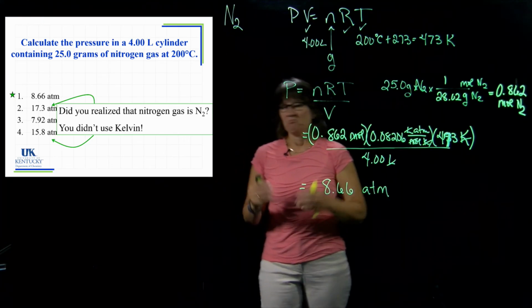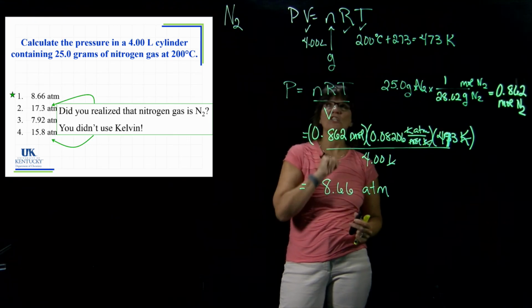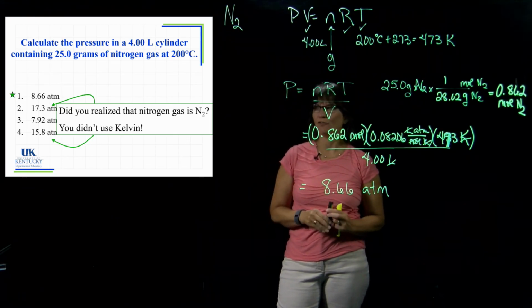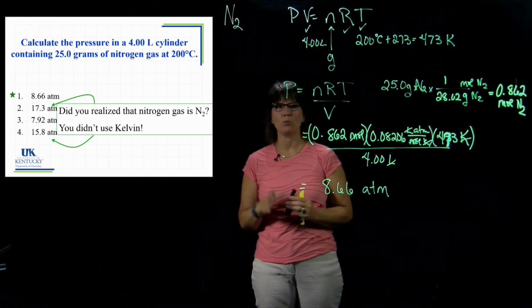Okay, so just to wrap it up, we've got PV equals nRT, where if we know 3 of the variables, we can get the 4th, and we've worked through several problems, and we'll do more in class.